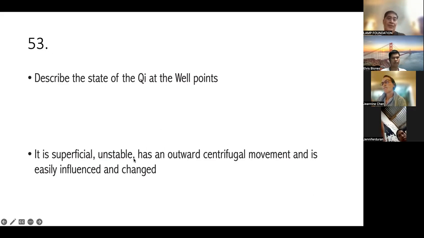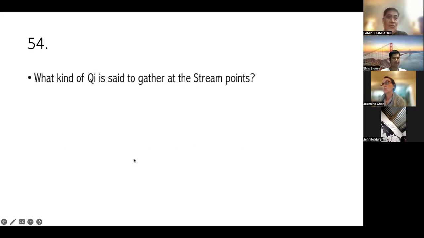It's like when I'm sure you've seen a well, no? May well ka naman siguro nakita. Pag nag-tapon ka ng pebble, di ba? Yung wave niya papalabas. That's what we call the centrifugal movement. Okay? Yes, Doc. And what kind of chi gathers at the stream points? And this is the defensive. Yes, very good. Wow, ang galing.